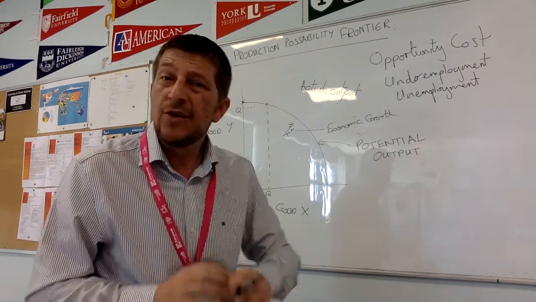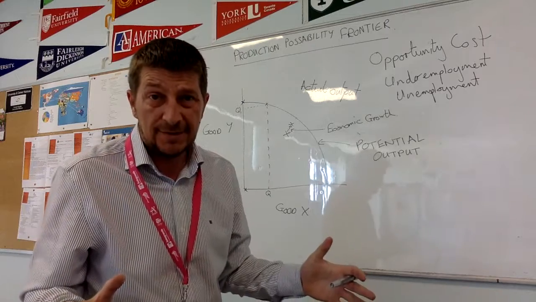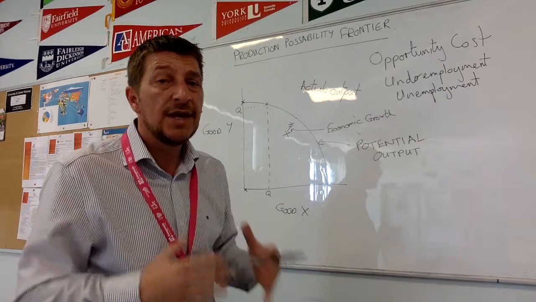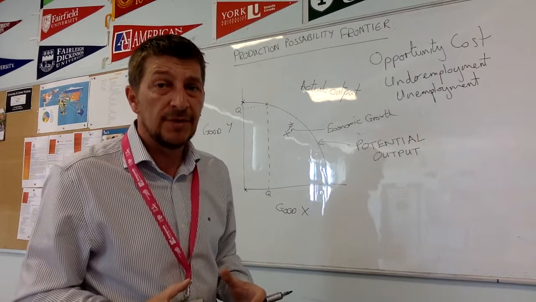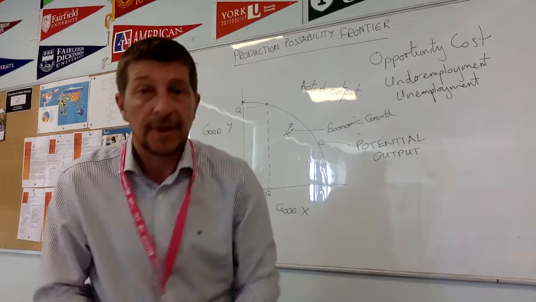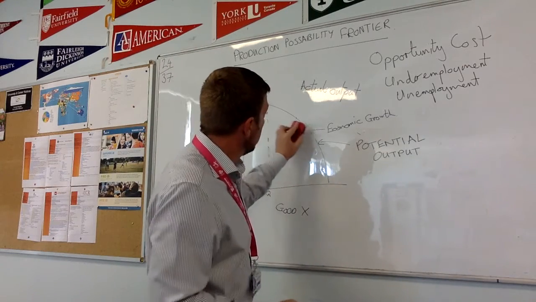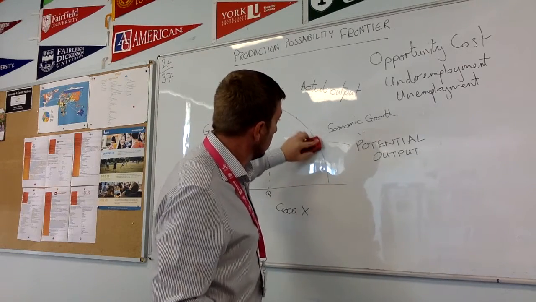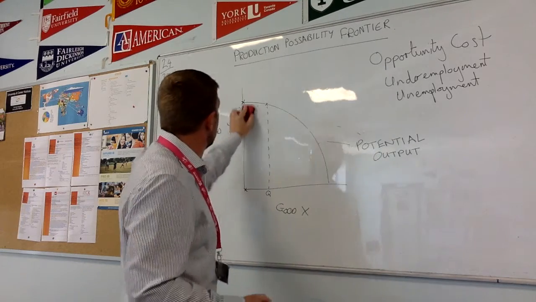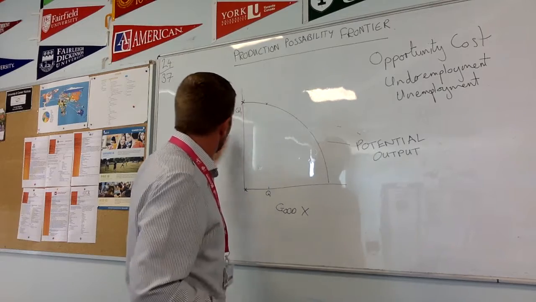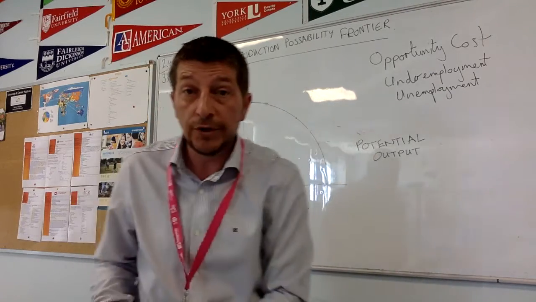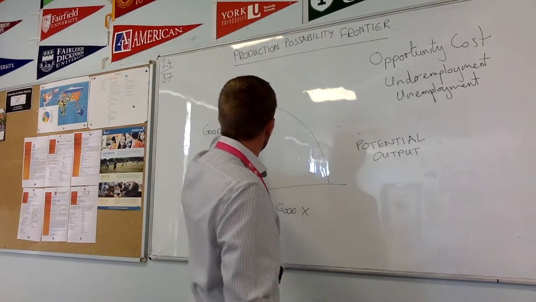But don't forget, it's all very vague. Okay? It's not as precise as some of the other models. It is a very basic concept that we're using here. Next, this line, our potential output line, could shift.